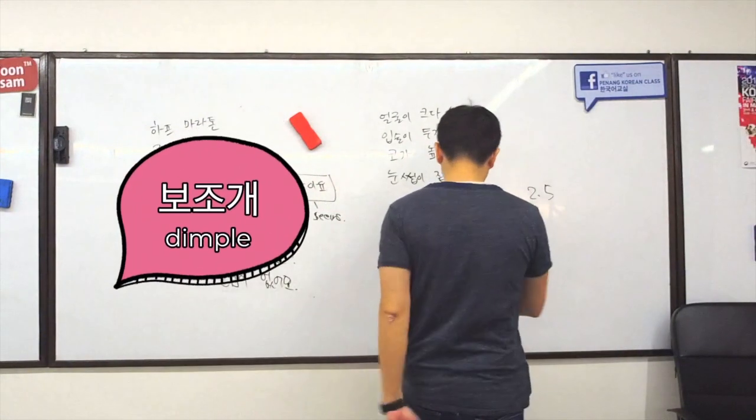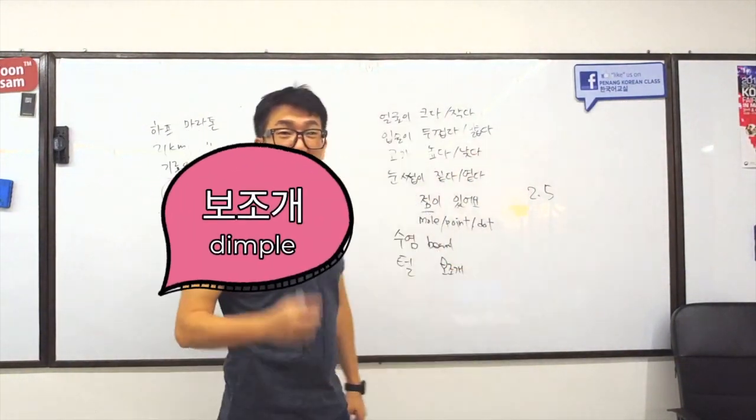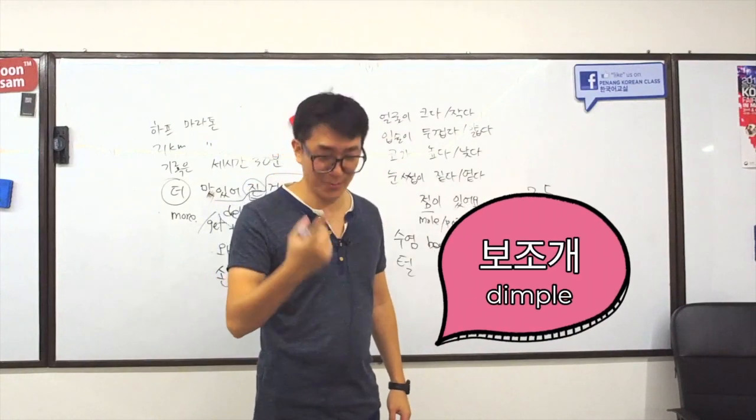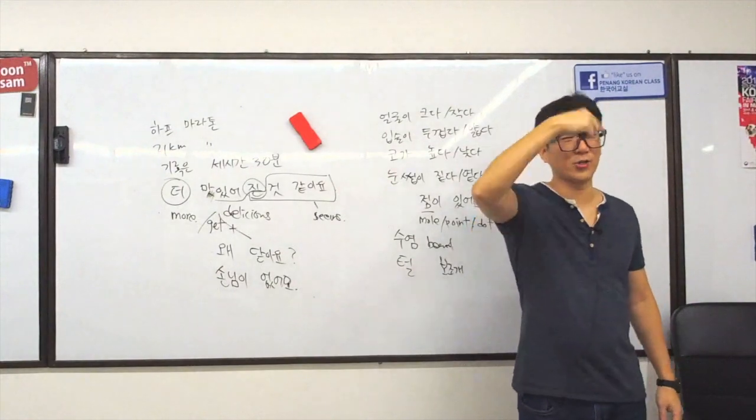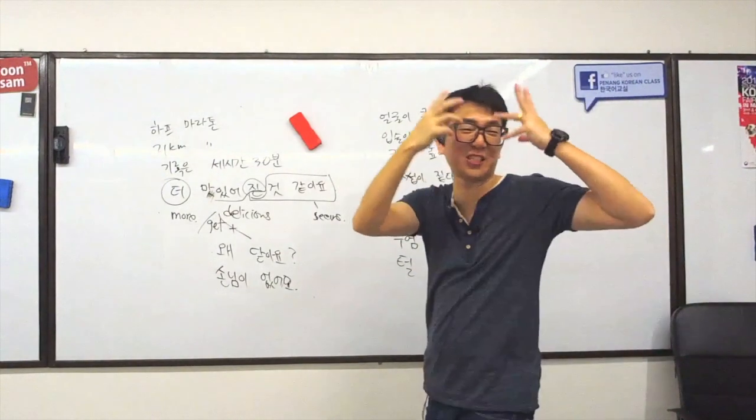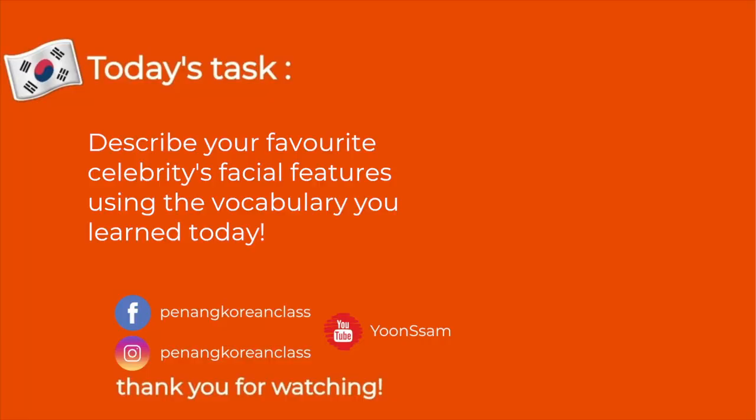보조개. 보조개가 뭐야? 이게 뭐야, 이게? Dimple. These are on the face, okay, the face. On demand, anything that you want to describe the face.